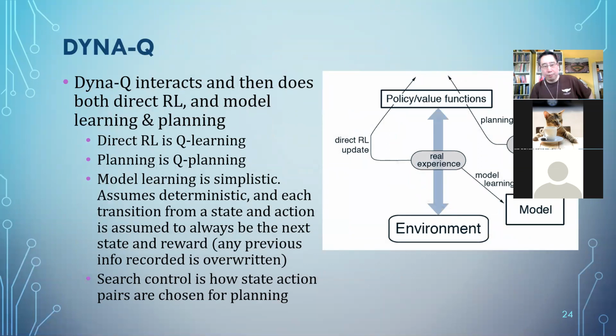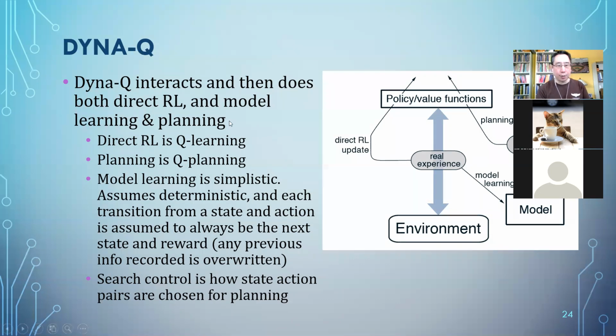So we have an algorithm that's in the book. This is the DynaQ algorithm. This is very simple. So this is not getting complicated yet, but this shows how we can integrate learning, direct RL, with planning.